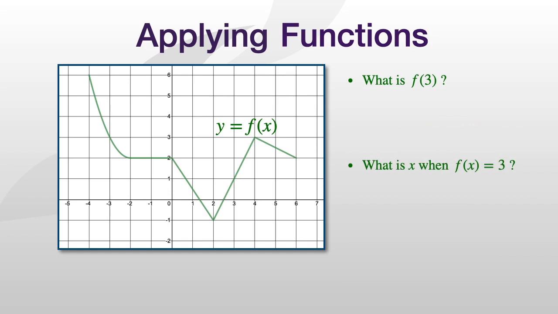For the first one, the 3 represents the value of x. On the graph, we see that when x equals 3, then y equals 1. So f of 3 equals 1.